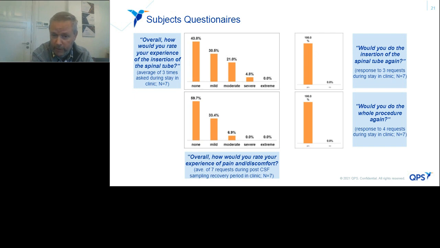Now, the question was asked on several occasions, would you do the insertion of the spinal tube again? And 100% said yes, okay. And would you do the whole procedure again? Was 100% as well. So it might say something about the mentality of the Dutch volunteer, but it also was experienced as no problem at all.